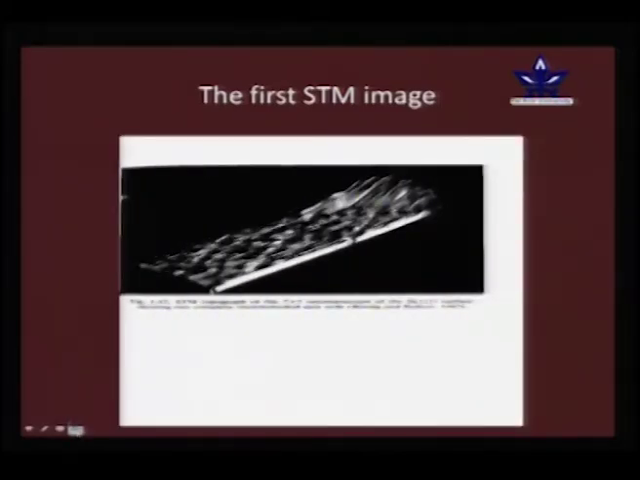This is the first STM image that was mapped by the Nobel laureates, the pioneers, Binnig and Rohrer. They tried to scan the silicon 111 surface, and this is a grayscale image which shows that they could find a 7 by 7 reconstruction of the silicon 111 surface. Later, with a lot of improvements, you can see a much better topography of the same surface. What you see here is nothing but the step edges of silicon 111. It is cut like this.